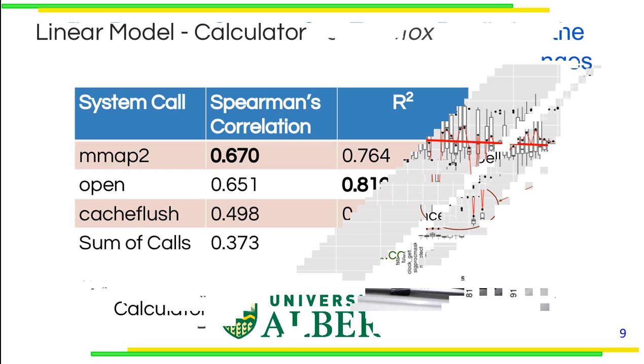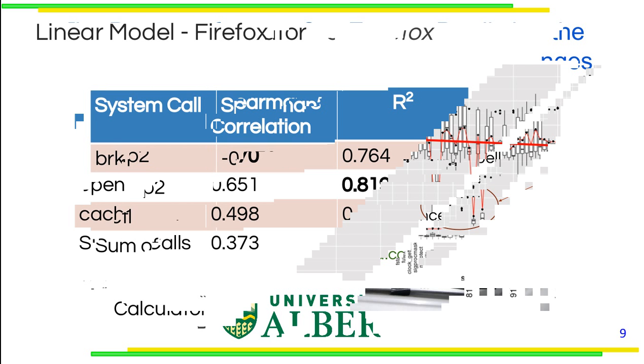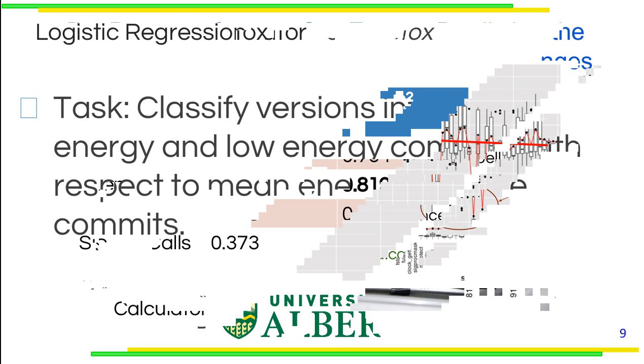In order to find the relation between system calls and the energy consumption, we built linear models between the energy consumption and individual system call counts, which we averaged. We found that for the calculator application, the correlations and the R-square values were quite good, but not for Firefox. We had quite low correlation and R-square values. Because this wasn't quite useful, we thought about using logistic regression to classify the versions into high energy and low energy commits with respect to the mean energy of all commits.